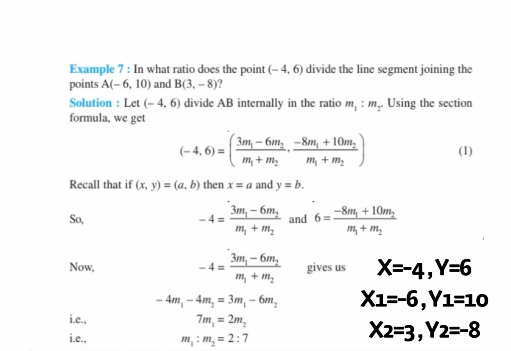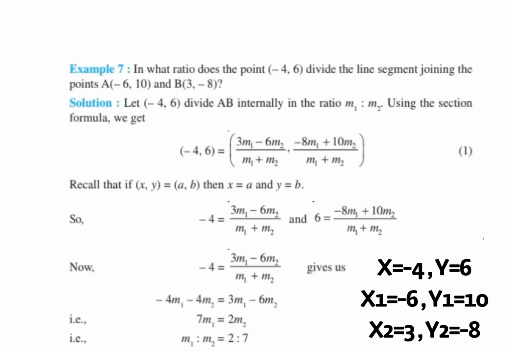Substituting all these values in the section formula, we will get (-4, 6) is equal to (3 m1 minus 6 m2 upon m1 plus m2, -8 m1 plus 10 m2 upon m1 plus m2). Now students, we have studied in 9th standard that if (x, y) is equal to (a, b), then x is equal to a and y is equal to b. So here -4 is equal to 3 m1 minus 6 m2 upon m1 plus m2 and 6 is equal to -8 m1 plus 10 m2 upon m1 plus m2. Means we have separated x coordinates and y coordinates.